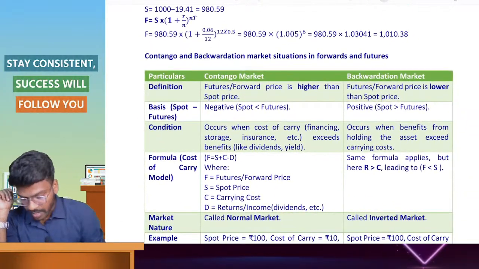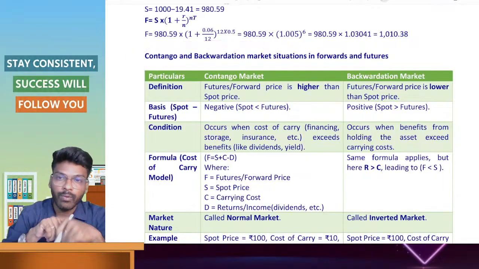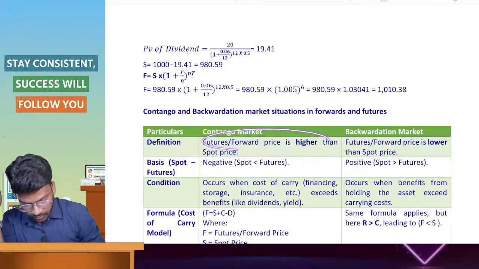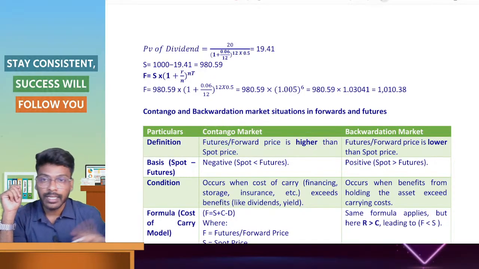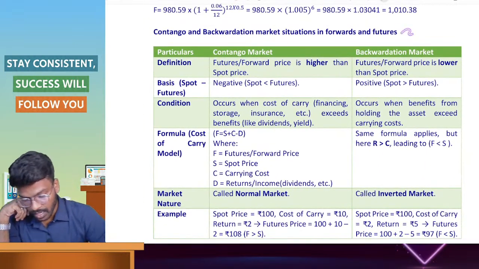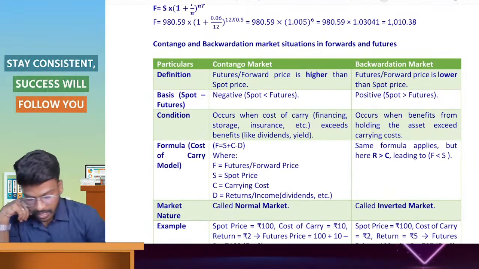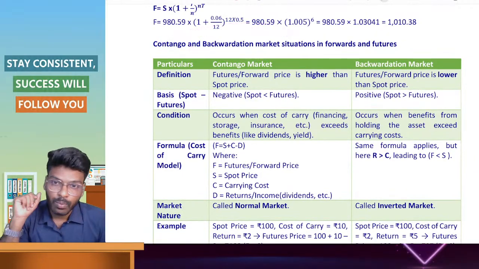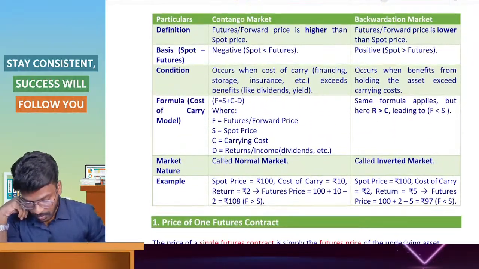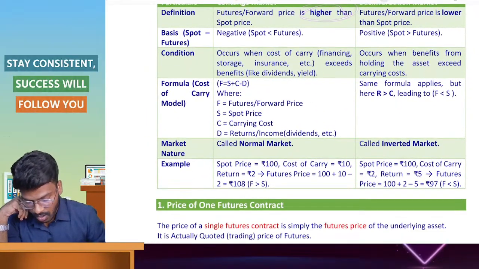Next, what market situation is to be applied in case the future price is higher than the spot price? It will be a contango market. In case the future or forward price is lower than the spot price, then it will be a backwardation market. This can provide you 2 marks in 6 mark questions for identifying these.